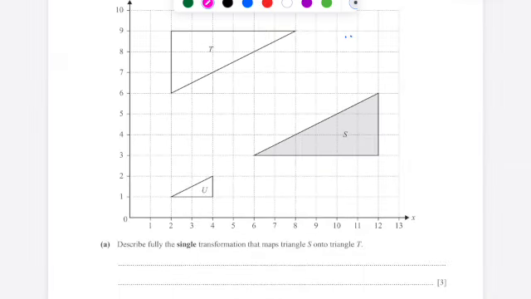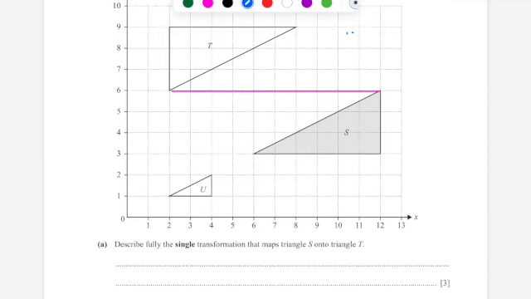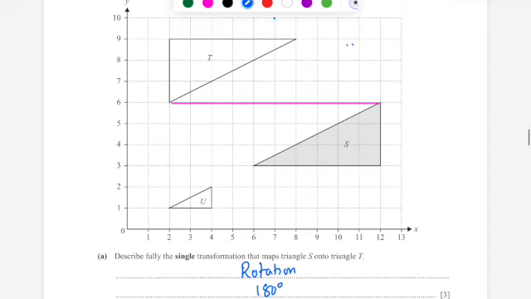Question number 12. Describe fully the single transformation that maps S onto T. So join the corresponding points and draw the perpendicular bisector, because it can clearly be seen that it is a rotation of 180 degrees. But now we only need to find the center of the rotation. So what am I going to do? Join the corresponding vertices and draw the perpendicular bisector. This is the perpendicular bisector passing through the midpoint and perpendicular to the corresponding line segment.